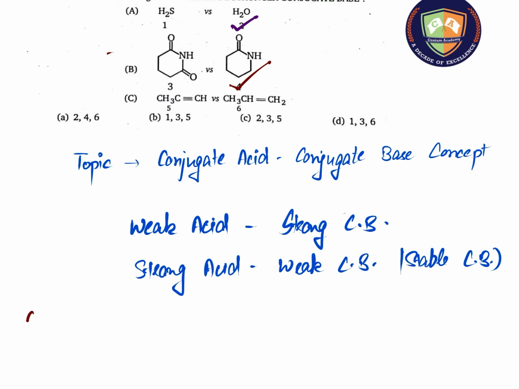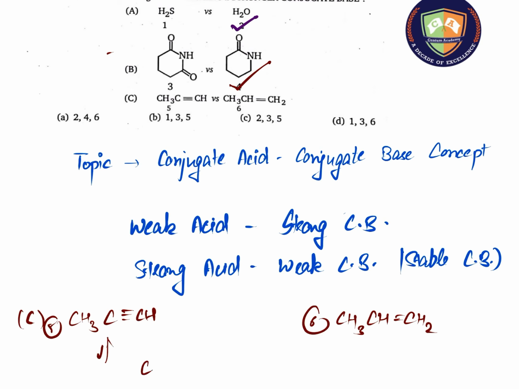Okay, let's analyze option C. In option C, we have an alkyne versus an alkene. If we draw the conjugate base of this structure, it would be like this, and for the sixth structure, it would be like this.